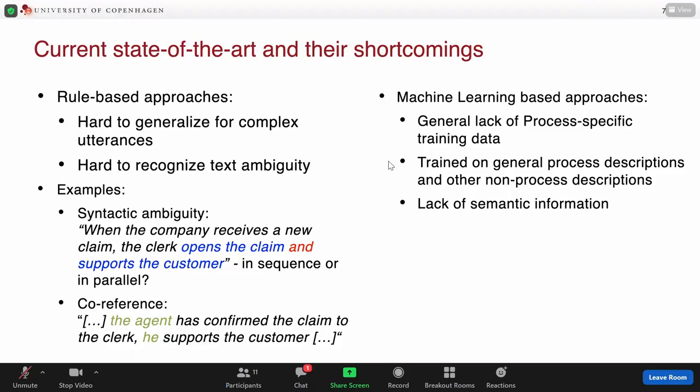With rule-based approaches, we go on a syntax-driven approach in which we have some keywords, we have a dependency tree, and then we try to assign that to a given meaning representation, but we have problems with ambiguity. A couple of examples here is, for instance, this sentence: when the company receives a new claim, Declarative opens a claim and supports a customer. And we don't really know whether the consequence opens the claim and supports a new user. They should be aligned in either a sequence pattern or in a parallel pattern.